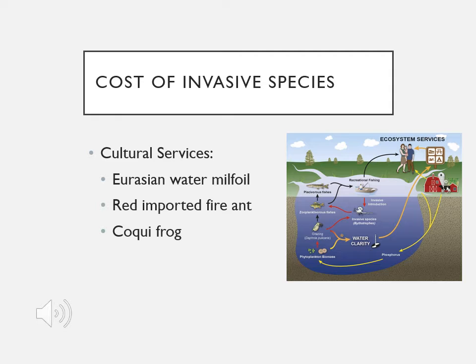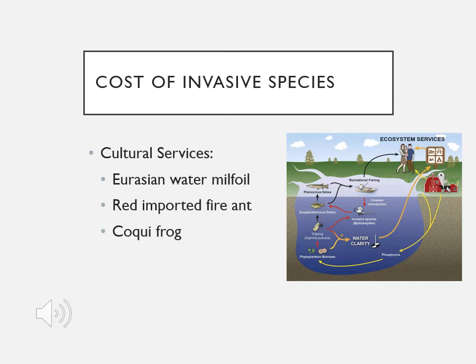Another example is the red imported fire ant, which has a costly effect on cultural services. Across the southern United States, this species has racked up billions in costs to treat stings, electrical damages, and crop losses. It is projected that if this species were to travel to Hawaii, there would be a $134 million deficit after taking tourism loss and agricultural impact into account.